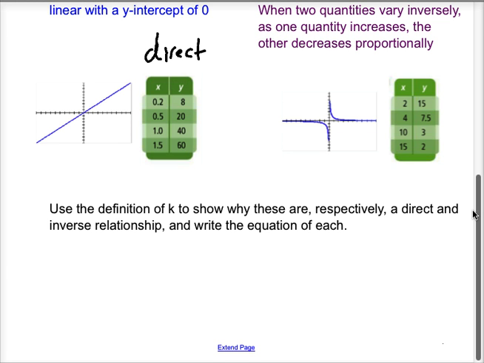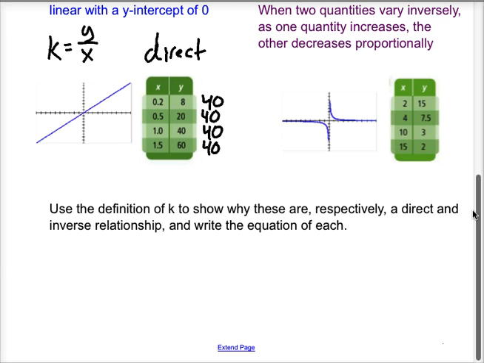So remember, for direct relationships, that constant is from y dividing by x. Whenever I take y divided by x, that should give me a constant value. So let's try it. Let's take 8 divided by 0.2. That gives me 40. 20 divided by 0.5 gives me 40. 40 divided by 1 gives me 40. 60 divided by 1.5 gives me 40.